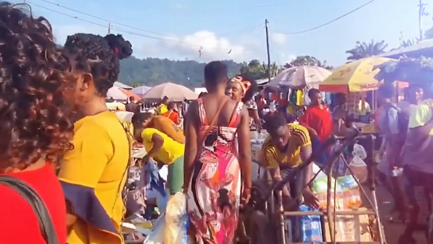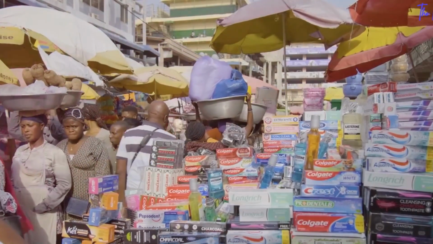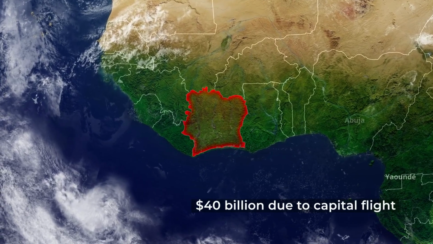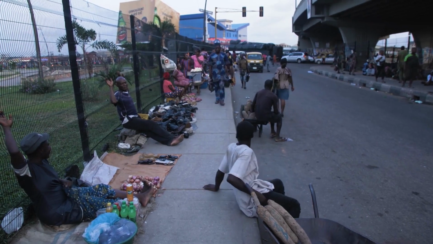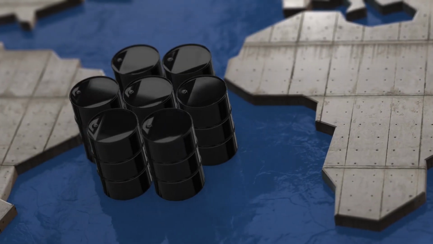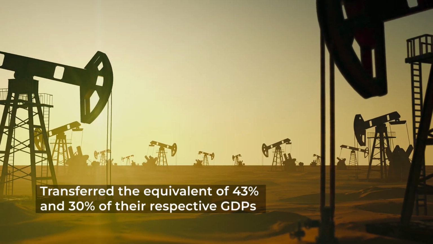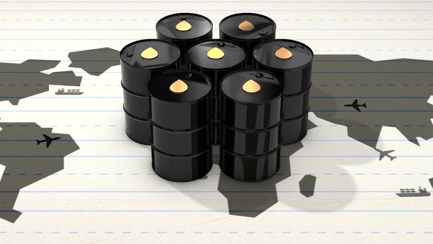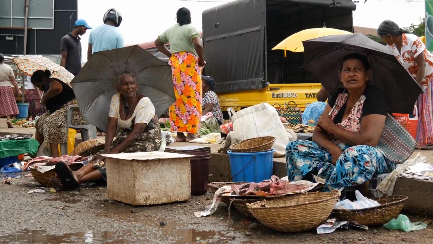Furthermore, the CFA Franc configurations allow profits and capital to be repatriated with ease. Between 1970 and 2010, Côte d'Ivoire lost $40 billion due to capital flight, which could have reduced poverty by 10% annually if reinvested internally. Meanwhile, Equatorial Guinea and Congo, the main oil producers, transferred the equivalent of 43% and 30% of their respective GDPs between 2000 and 2009. Similar trends are present in Gabon and Cameroon.